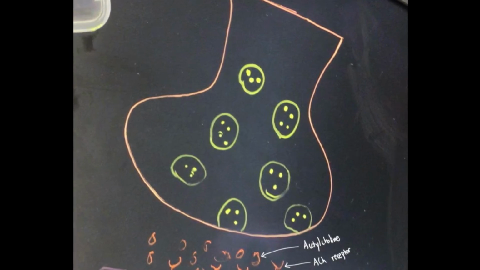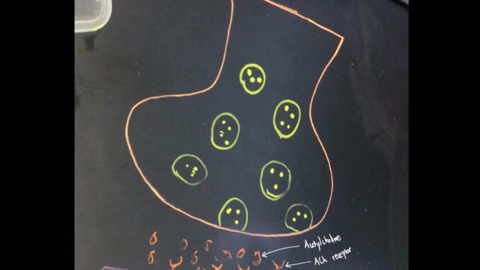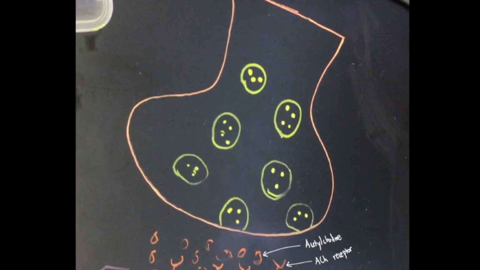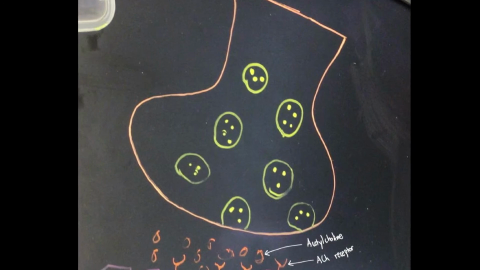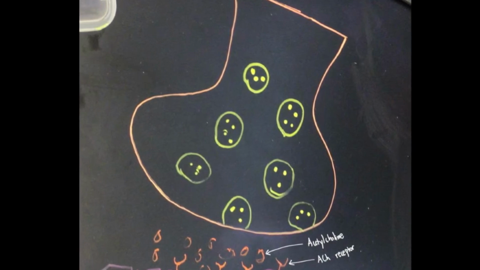Released calcium binds to active sites by attaching to troponin, changing its shape and opening the active site. Troponin is attached to tropomyosin, both of which are located between actin filaments.